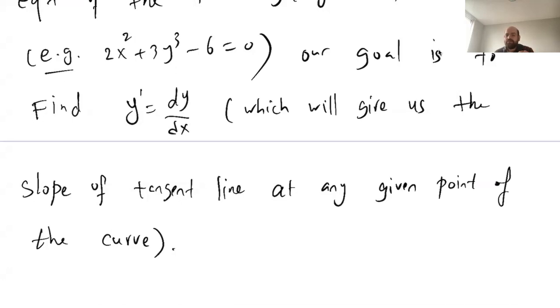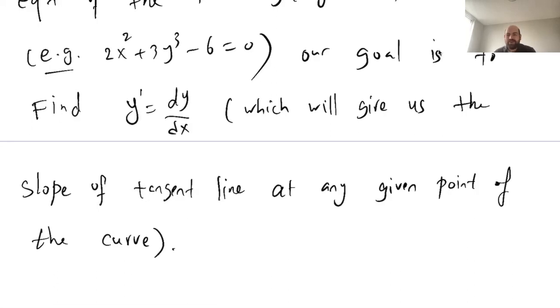The only thing that you have to remember is that when you differentiate the terms containing y, because y is a function of x, right? So for example, let's say if you have y squared. If I have x squared, the derivative of x squared, I know, is 2x by the derivative rules. And if I have y squared, what will be the derivative of y squared? Is it 2y? It is not 2y, it's 2y y prime.